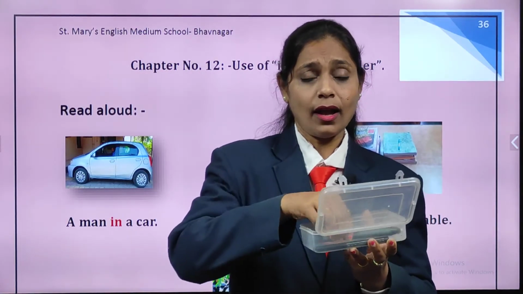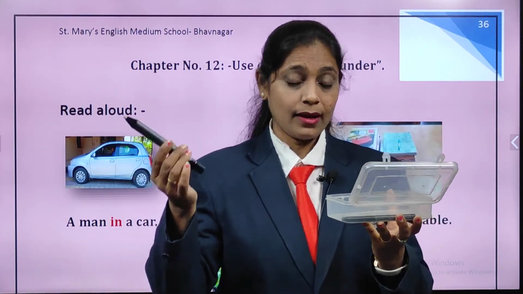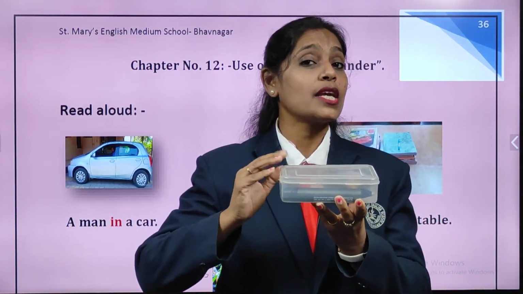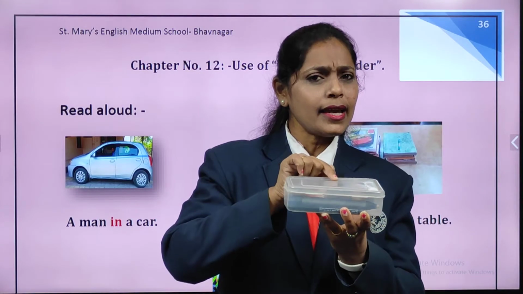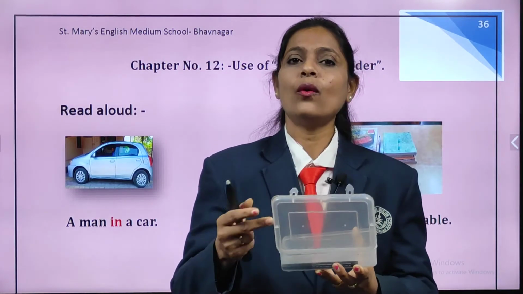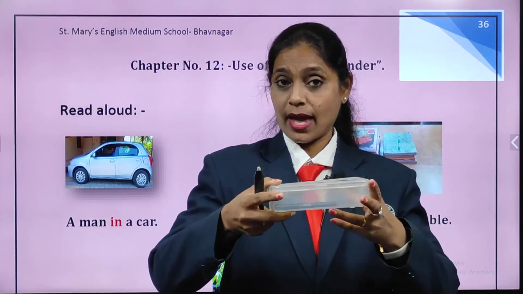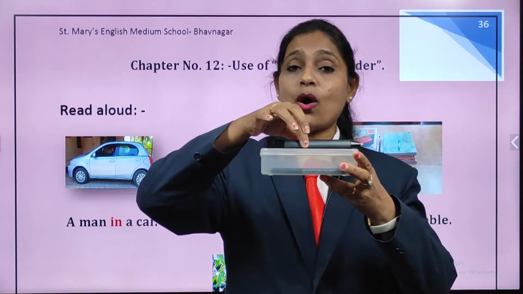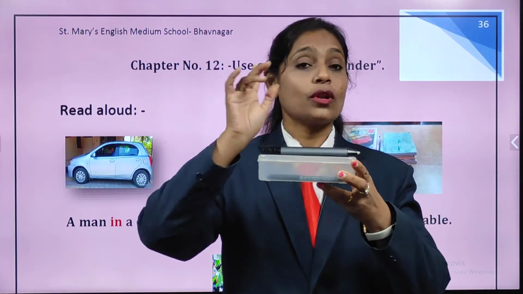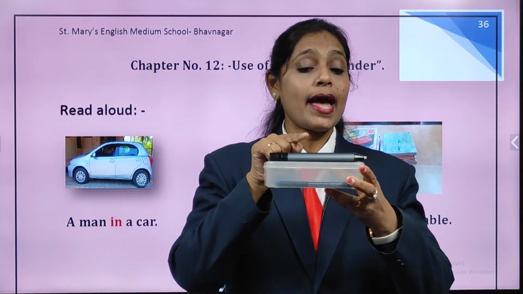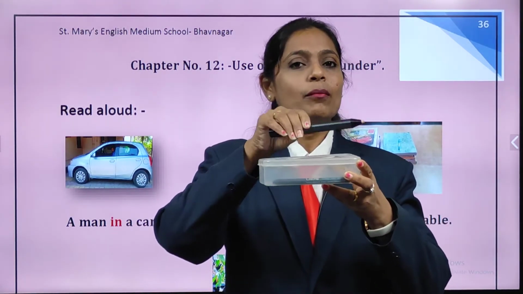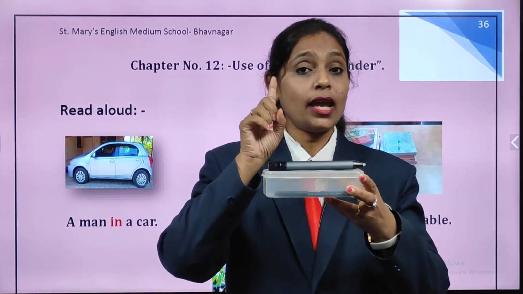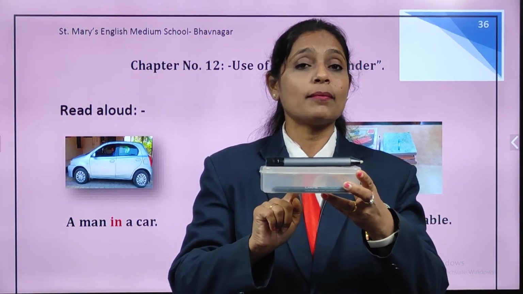Okay? Again I am having a pen. Now this pen I am keeping in the box. So what I am going to say? The pen is in the box, right? Now again I am having a box in my hand and I am having a pen. But now I am keeping that pen on top. Up I am keeping. So now what I am going to say? The pen is on the box. Box is there and on top of that I put the pen. So I am going to say the pen is on the box.